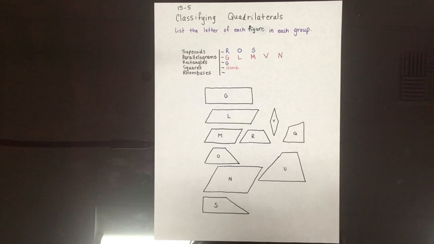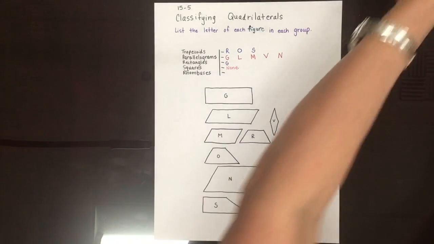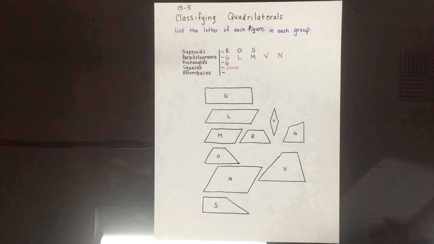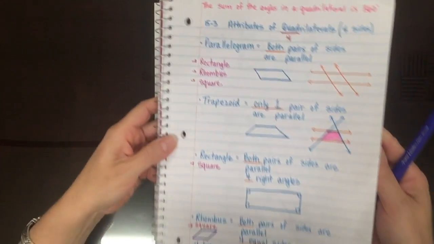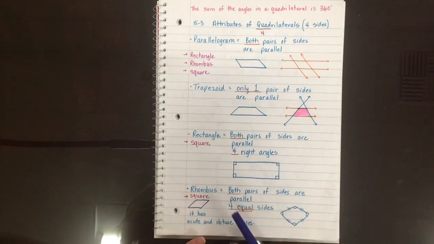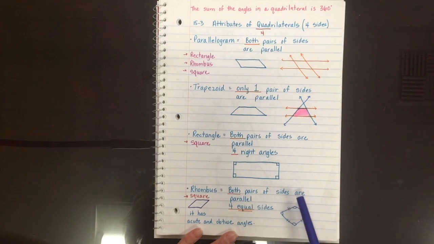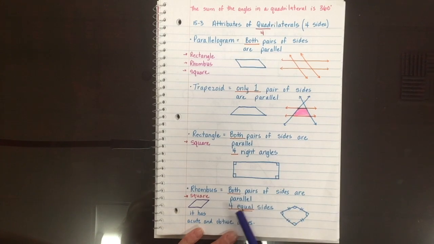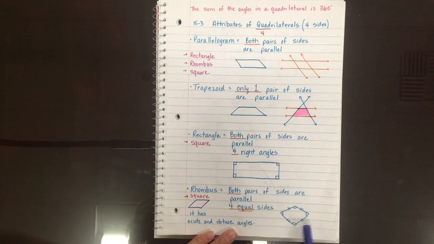Okay, my last one is a rhombus. So I'm going to look at the attributes of a rhombus. What are the qualifications that make a rhombus? Well, it has to have both pairs of sides parallel, okay, but it has to have 4 equal sides. The difference here, it does not have to have right angles. So it looks more like a diamond shape. So 4 equal sides, parallel sides. This is kind of a traditional looking rhombus.